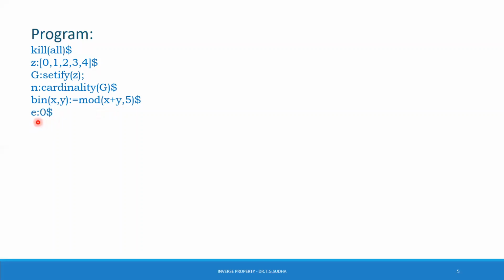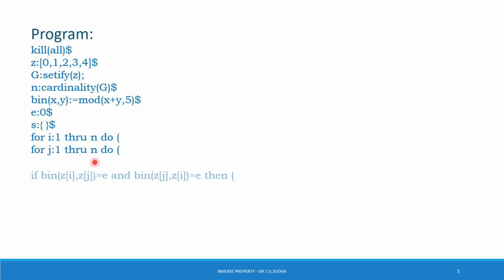Next, we enter the identity element e equal to 0, and we begin with the empty set S. So flower brackets without any entry returns the empty set. And to verify the inverse law, or to find the inverse of the elements, we require two elements at a time. So here we use two loops, the i loop and the j loop. Each of them are running from 1 through n, where n is the cardinality of the given set.